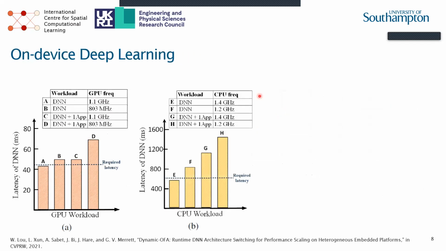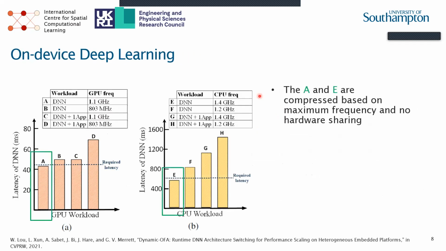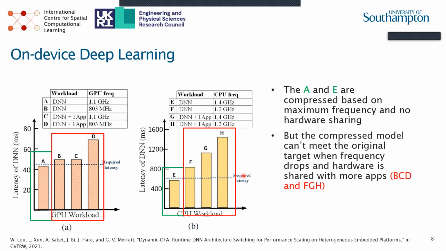And here I give you an example. In here, models A and E are compressed models at the maximum frequency, and no hardware sharing happens. You can see that A and E are just under the required latency target. But at runtime, when the frequency drops, or when the neural network is sharing hardware resources with other applications, you can see we can no longer meet this design-time optimized target.